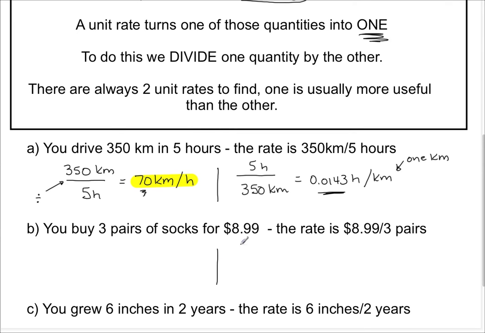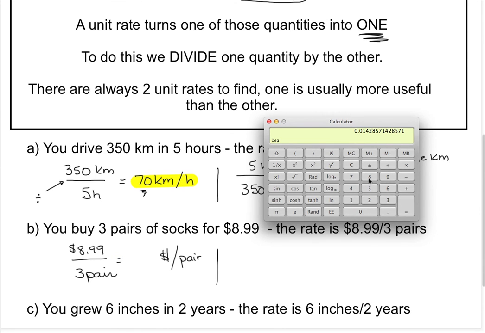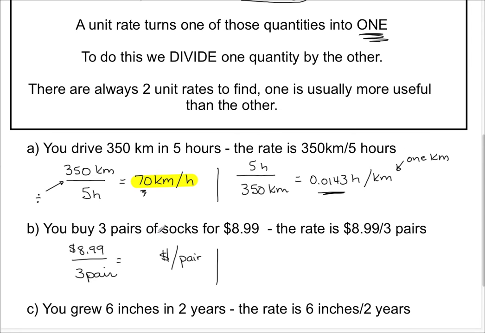Okay, for the second one, you buy 3 pairs of socks for $8.99. So the rate is $8.99 for 3 pairs. When I divide this, the dollars are on top and the pairs are on the bottom. So I'm going to get the number of dollars for 1 pair. The bottom is always the 1. Let's pull up my handy dandy calculator and we go $8.99 divided by 3. That is basically $3. If we round this, that's going to round to $3 per pair.